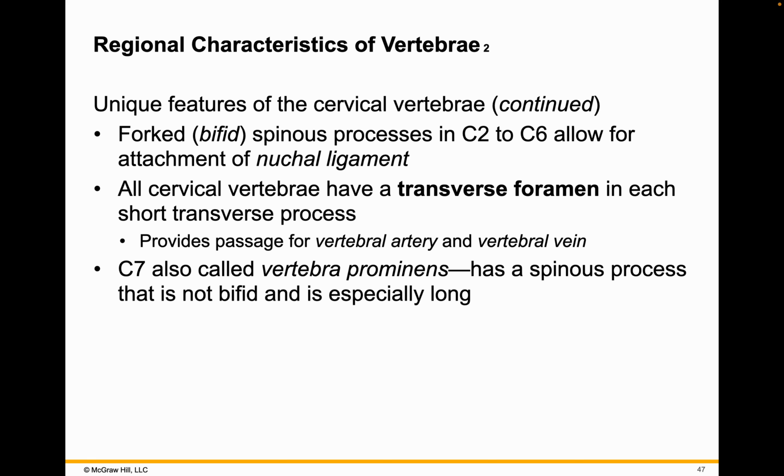We have a bifid spinous process in C2 to C6 that allows attachment of the nuchal ligament. All the cervical vertebrae have a transverse foramen in each short transverse process, and this allows for the vertebral artery and vertebral vein to come through. C7 also has the vertebra prominens, which is a spinous process that's not bifid, and it's especially long, and that will become for you, some of you anyway, an important physical landmark when you are doing examinations.